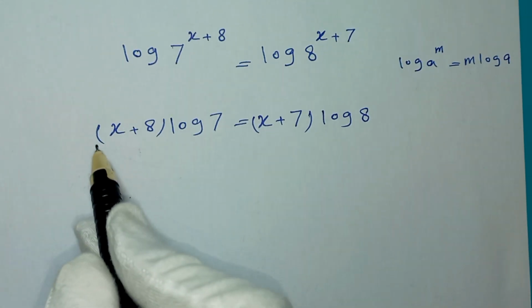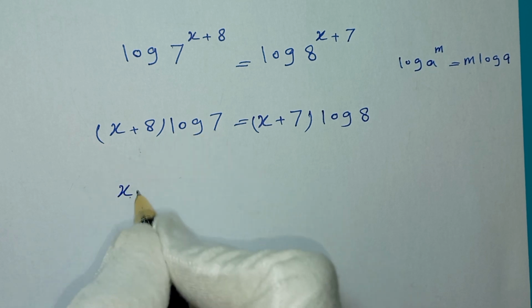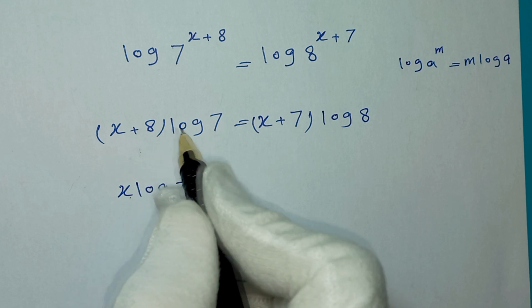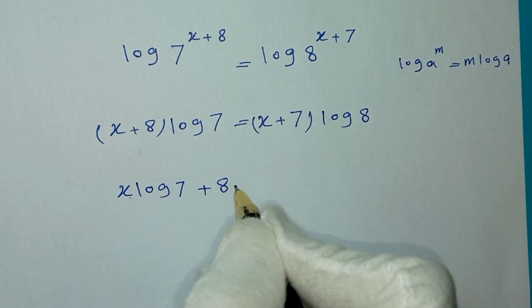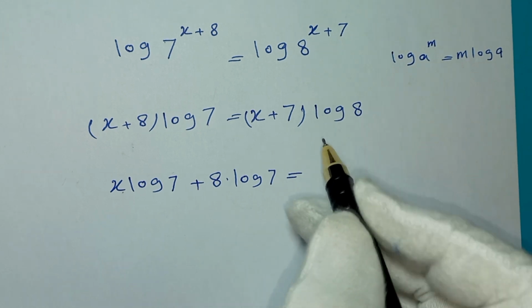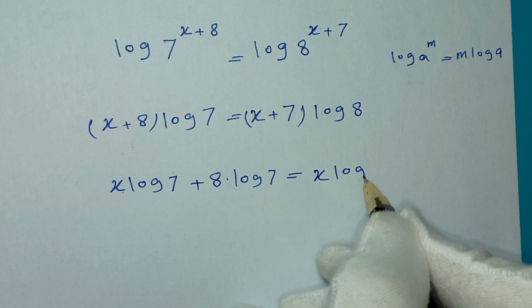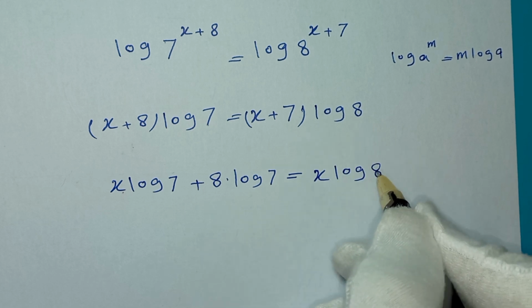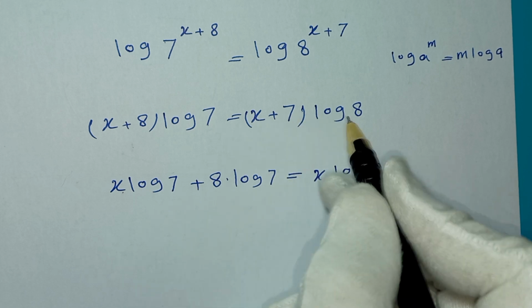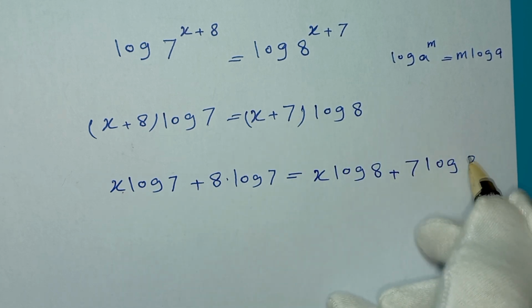So it will be x log of 7 plus 8 log of 7 is equal to x log of 8 plus 7 log of 8.